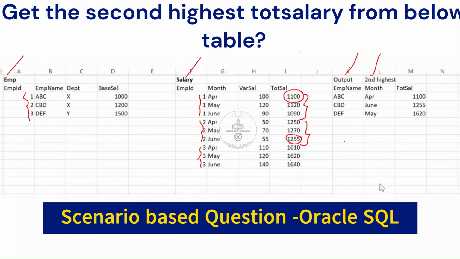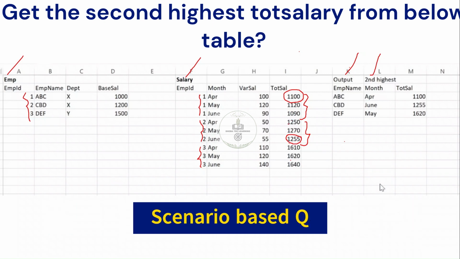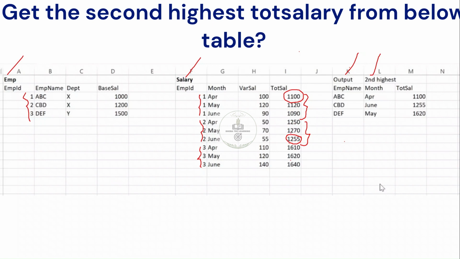Just compare it, because we have 3 rows for ID 2: 1250, 1270, 1255. Here our first highest salary for ID 2 is 1270 and the second is 1255. This is what we need to get in the output. And for ID 3, our second highest salary is 1620. So this is what we need to get.